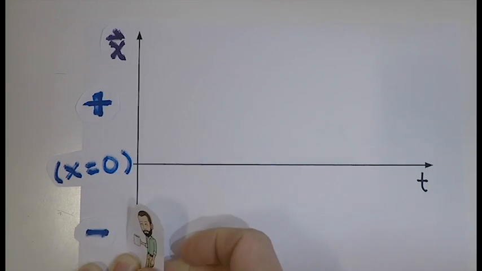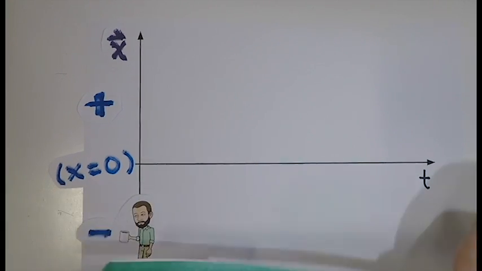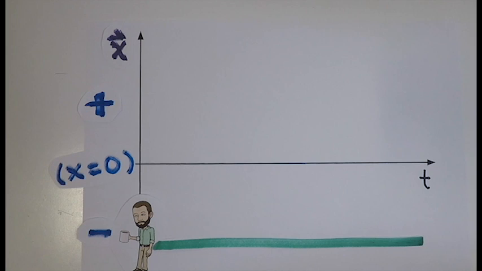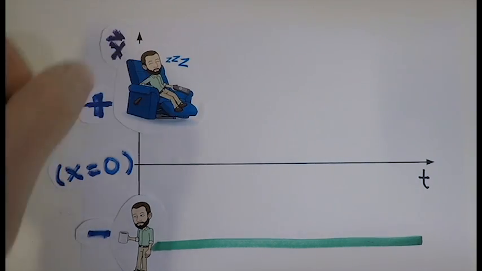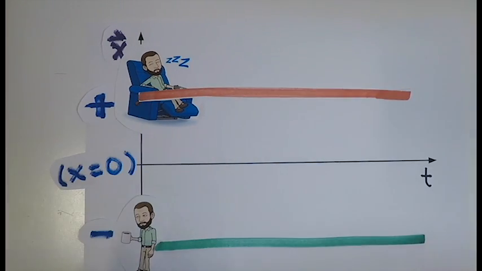So that's not a very exciting graph. And if I wanted to represent somebody just hanging out in a negative position, it would look something like this, at all times in the negative position. On the other hand, if I were to choose to take my nap in the positive position, then my graph would look something like this. It'll be an object at rest in the positive position.